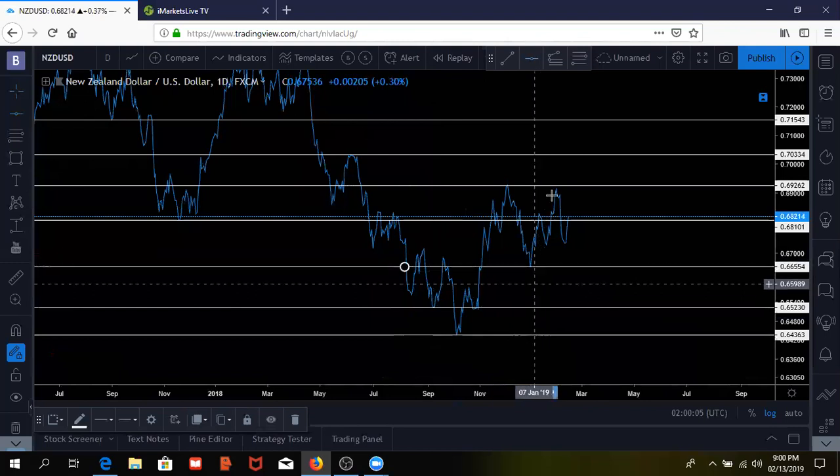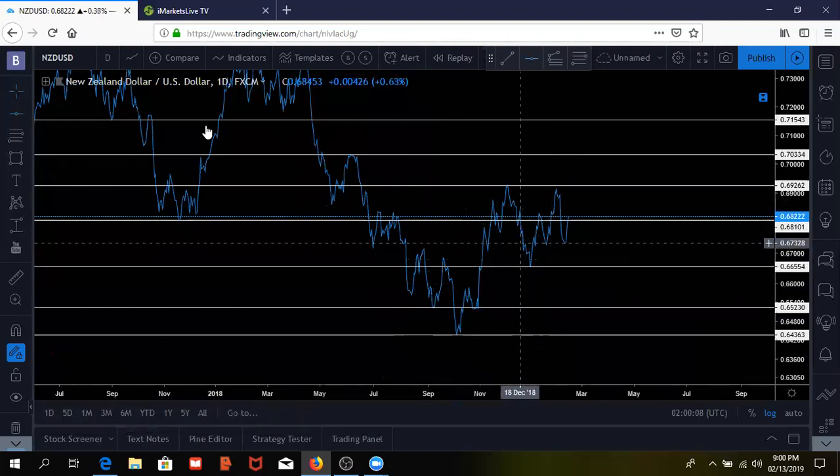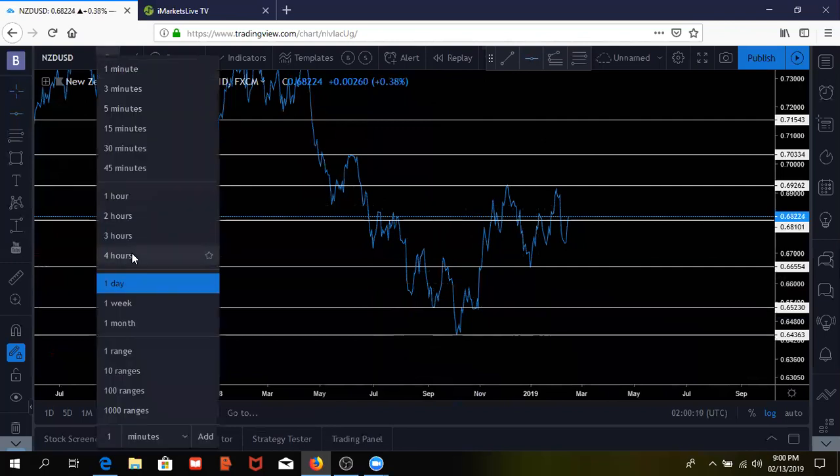Okay. So I have this on my daily time chart. Now I want to go down to a 4-hour chart. Go down to a 4-hour chart.